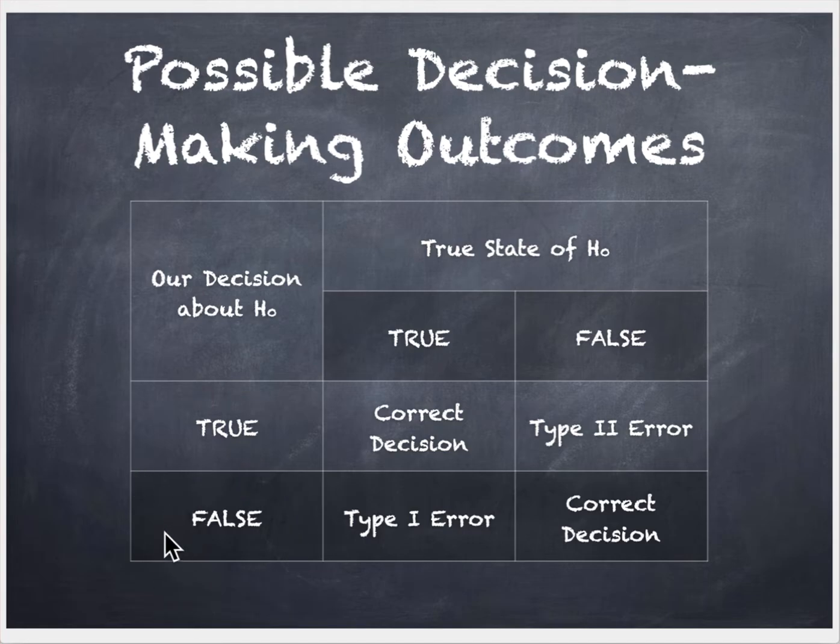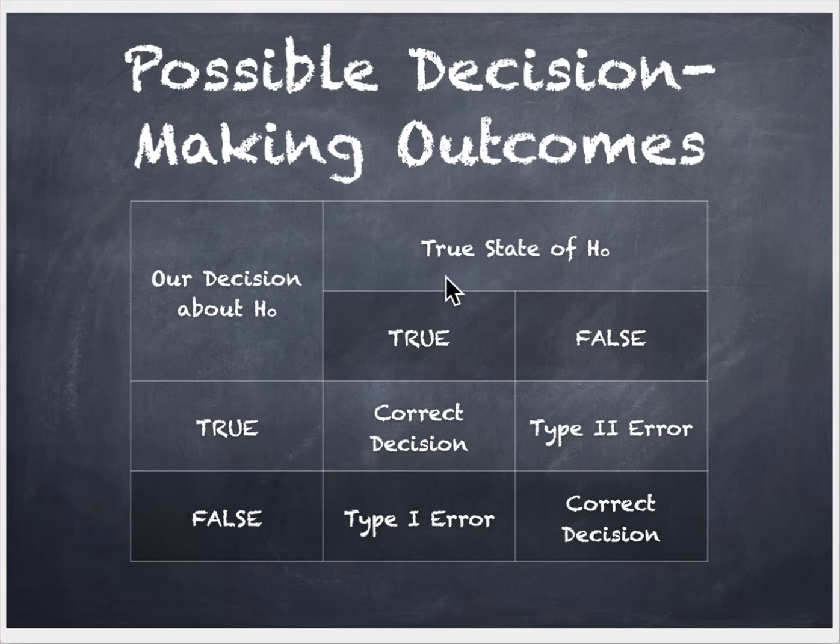Now, if the null hypothesis is in fact true, and based on the data we conclude that it's true, then obviously we've made a correct conclusion. If the null hypothesis is false, and we conclude that it's false, again based on the data, then again we have drawn the right decision or right conclusion. We've made the correct decision.